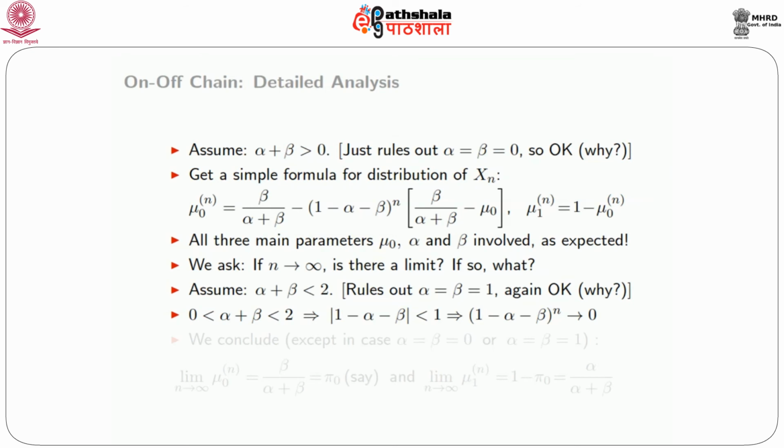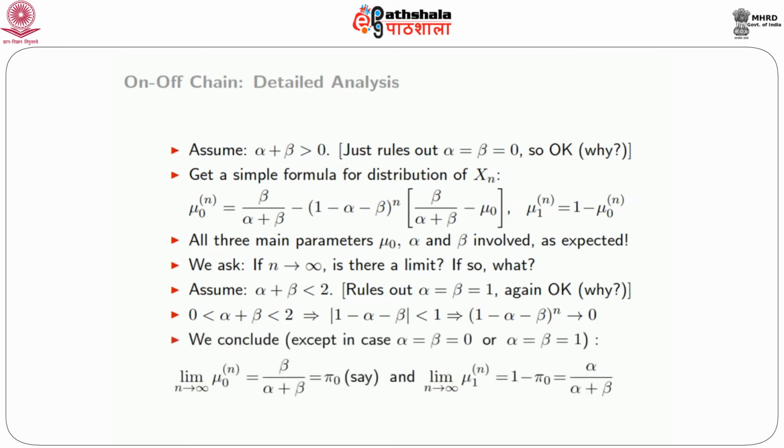Then (1 minus alpha minus beta) to the n, we all know goes to 0. And therefore we conclude that except in the case when either alpha and beta are both 0 or alpha and beta are both equal to 1, both of which are trivial cases, the limit of mu 0 n exists and is given by beta over alpha plus beta. Let's call it pi naught. And obviously mu 1 n, which is 1 minus mu 0 n, that limit would also exist and be 1 minus pi naught, which is alpha over alpha plus beta.